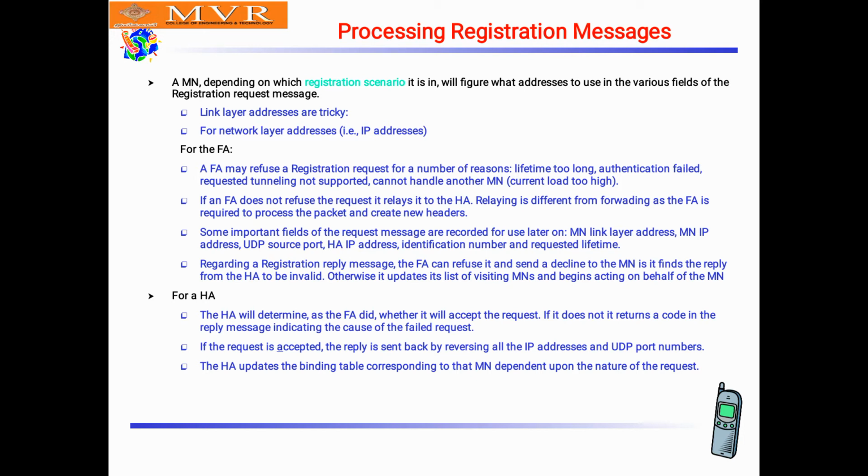Regarding the registration reply message, the FA can refuse it and send a decline to the mobile node. And HA means home agent. The terminologies and abbreviations you must learn, it is very important. The home agent will accept the request if it does not return a code, and replies with a message indicating the cause of a failed request. If the request is accepted, the reply is sent back by reversing all the IP addresses and UDP port numbers. And the home agent updates the binding table corresponding to the mobile node depending upon the nature of the request.